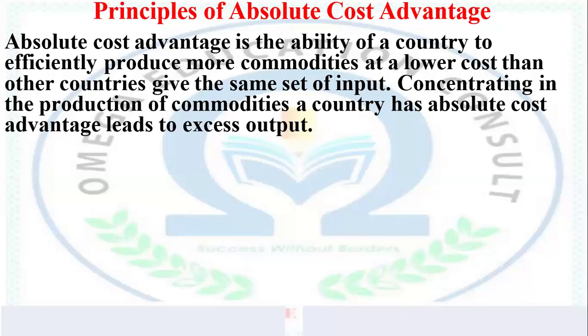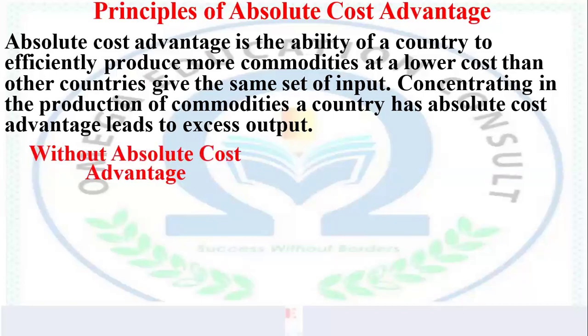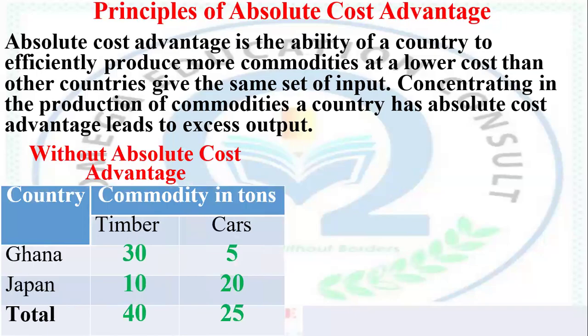And once the country is producing the commodity at the lowest cost, it means that that country is also producing the commodity most efficiently, given the set of inputs available. Now, the concentration of the production of the commodity that will give the country the lowest cost and highest efficiency will lead to excess output of those commodities. So that will then lead to the excess production of the commodities that the countries need, and then in turn, they will exchange. So let's use this table to further explain the concept of absolute cost advantage.